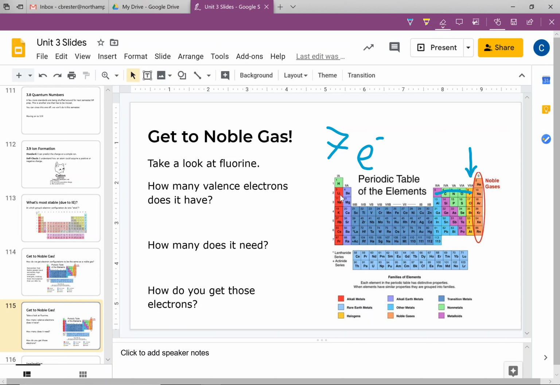When I say how many does it need, I'm talking about how many more electrons or how many fewer electrons do we need to reach the nearest noble gas. For fluorine, it's pretty obvious that the nearest noble gas is neon. It's just one away here. So how many electrons do we need in order to get to neon? If you said just one more electron, that's what we're looking for, right?